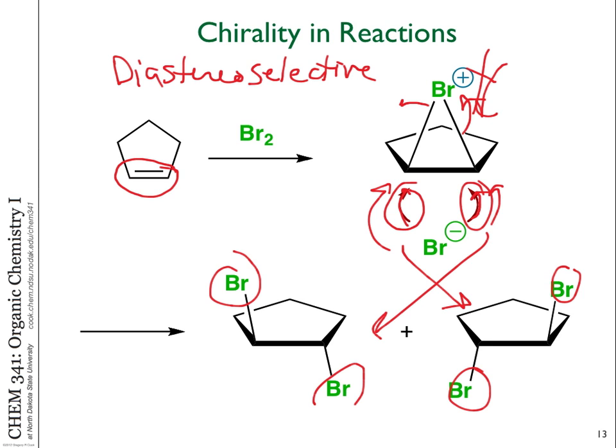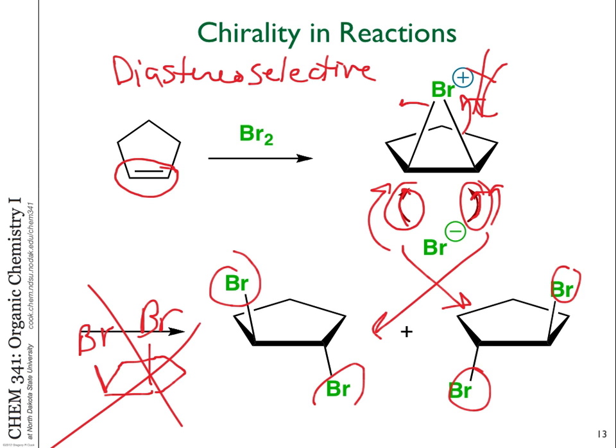So we have a selectivity in the reaction to form one diastereomer. That is, we don't form the molecule with both of those bromines up. That's not formed, the cis isomer. But still, we have no way to control the formation of one stereoisomer, one enantiomer, over the other. It's 50-50. Okay?